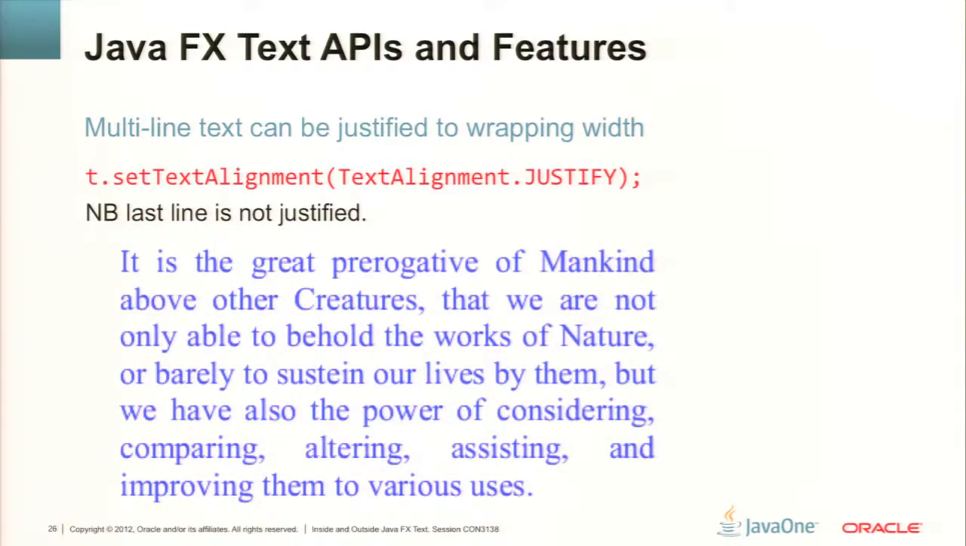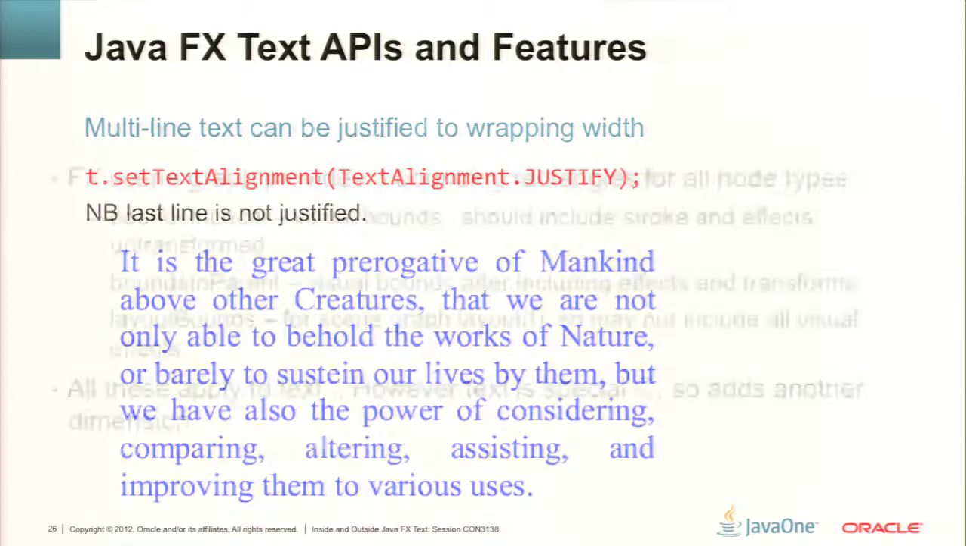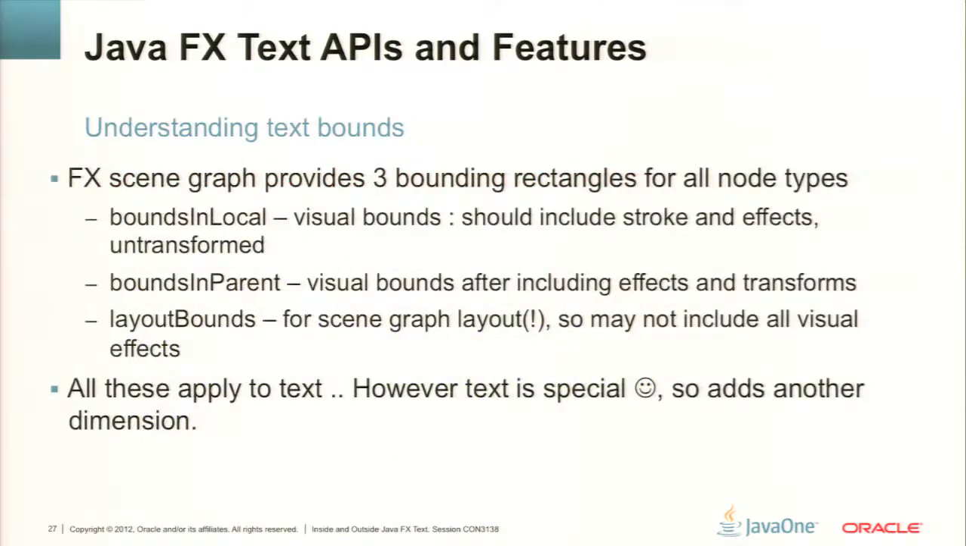And you can justify that multi-line text to the wrapping width. So we're adjusting the space between the words here in order to make the text align to the wrapping width. And the last line is not justified, because it could be, but I think it's more normal to do it like this. Okay, so I need to go orderly quickly.